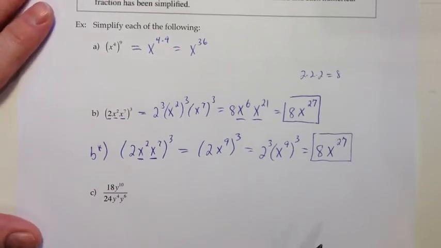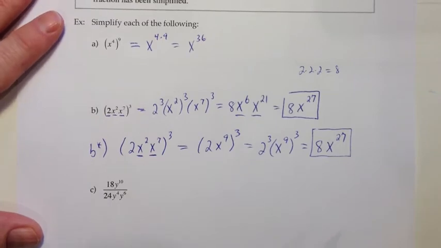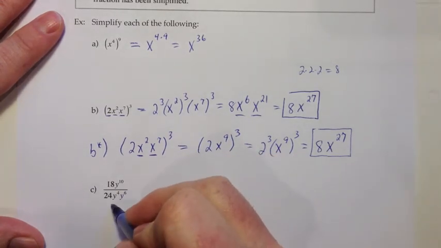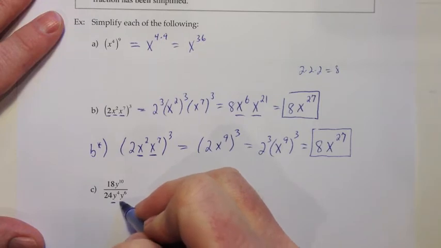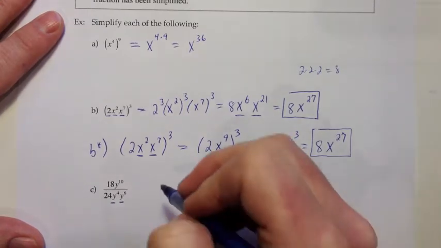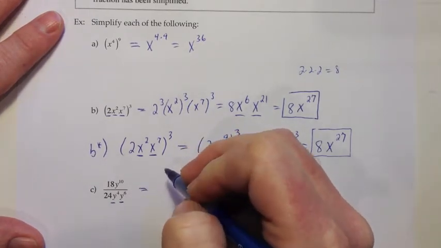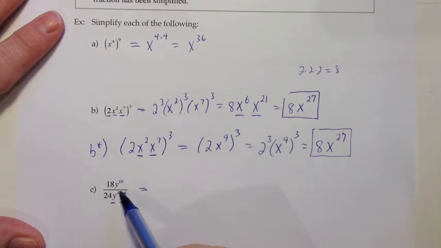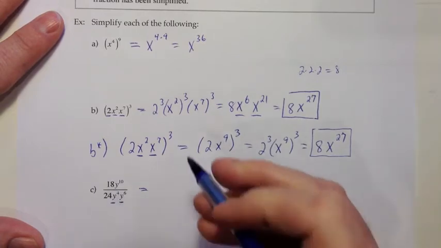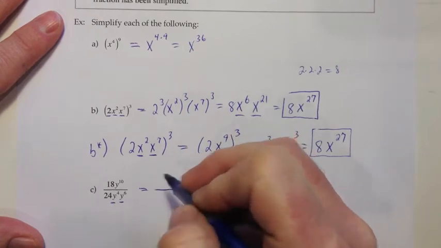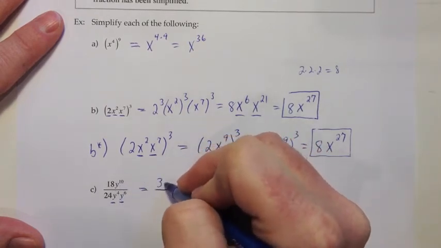Alright, let's look at part C. So 18y to the 10th over 24y to the 4th y to the 6th. This time I'm going to go ahead and take the tack of combining these two first. So I see the two different y's with the same base, so I'm going to simplify those. And while I do that, I happen to notice that the 18 and the 24 have a 6 in common. So I'm going to rewrite that 18 so I can see the 6.